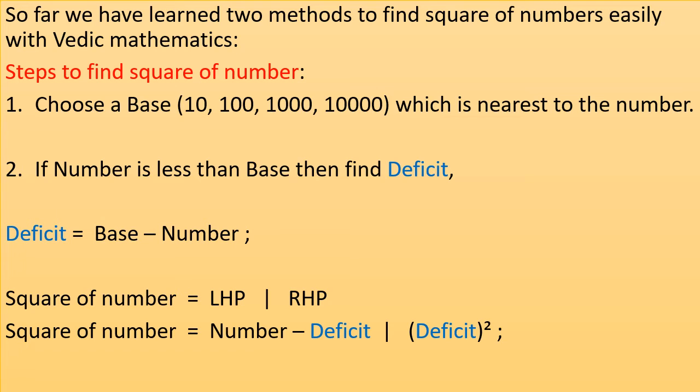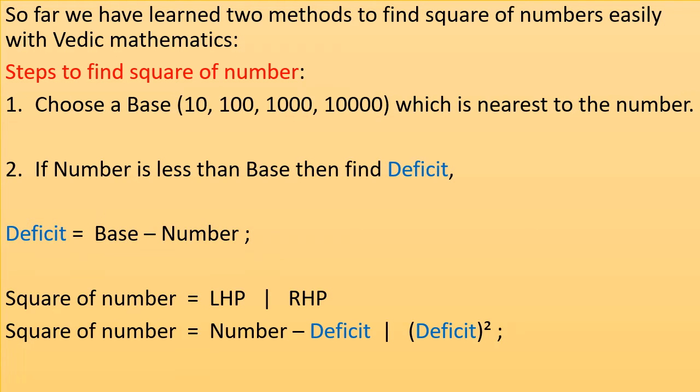So far we have learned two methods to find the square of numbers easily with the help of Vedic mathematics. Now, steps to find the square of a number. First, choose a base 10, 100, 1000, 10,000 which is nearest to the number. Second, if the number is less than the base, then find the deficit. Now the deficit will be base minus number.